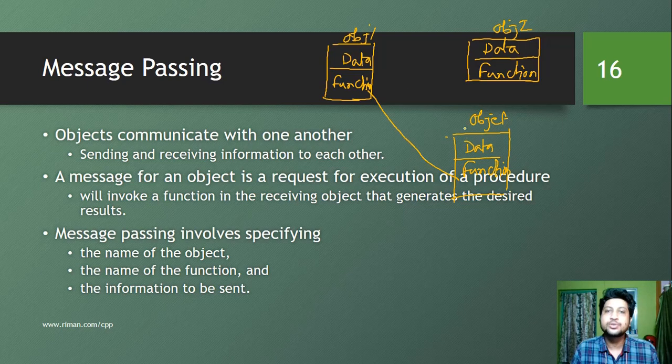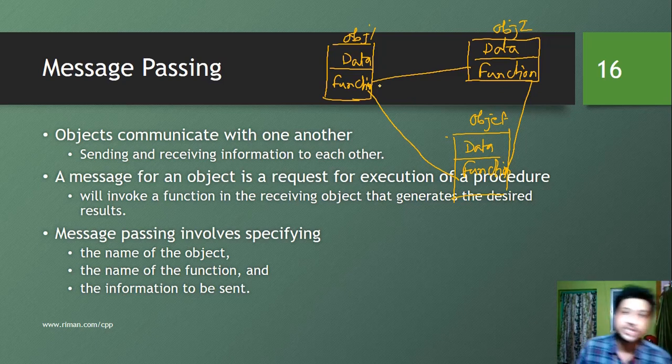These objects can communicate with each other through these functions. They cannot directly access the data of the other objects, but they can communicate with each other using this particular function. So that is message passing, and message passing is essential for any object oriented programming, because two objects or two classes cannot communicate with each other without messages. So message passing is very important. Objects communicate with each other, sending and receiving information. A message for an object is a request for execution of a procedure.